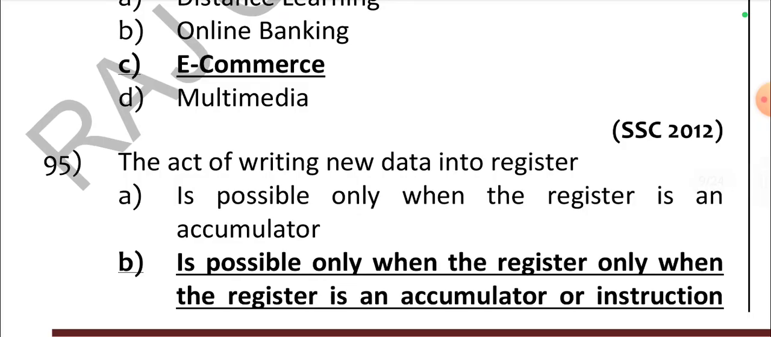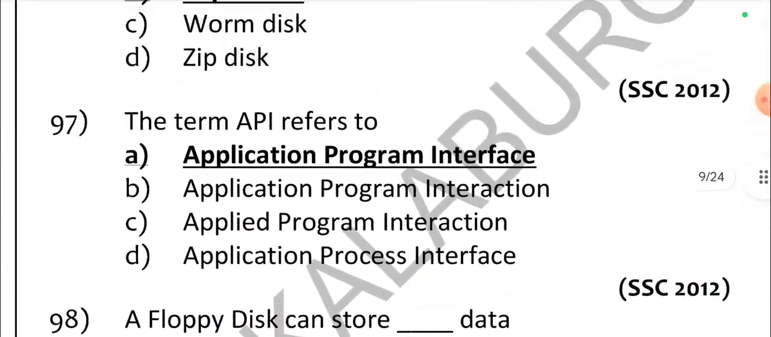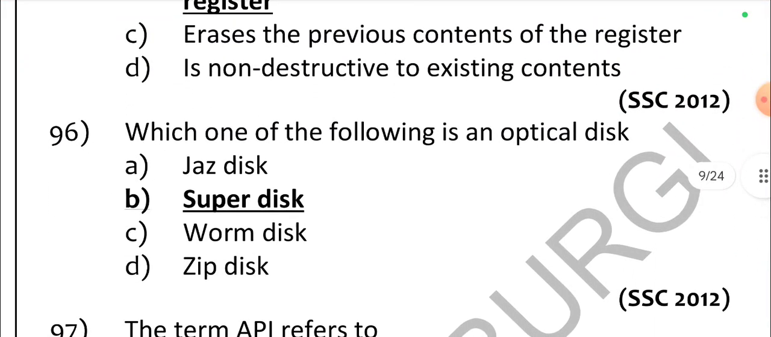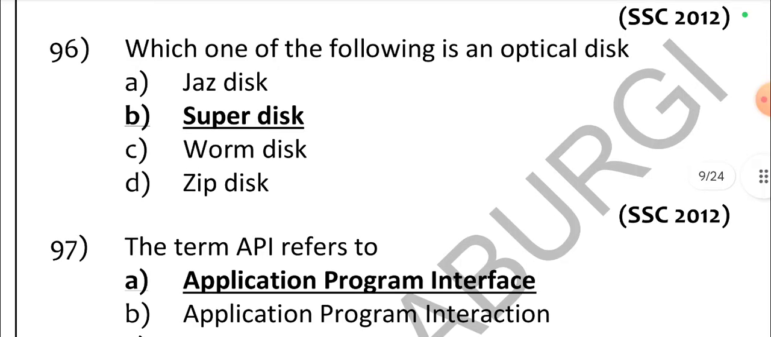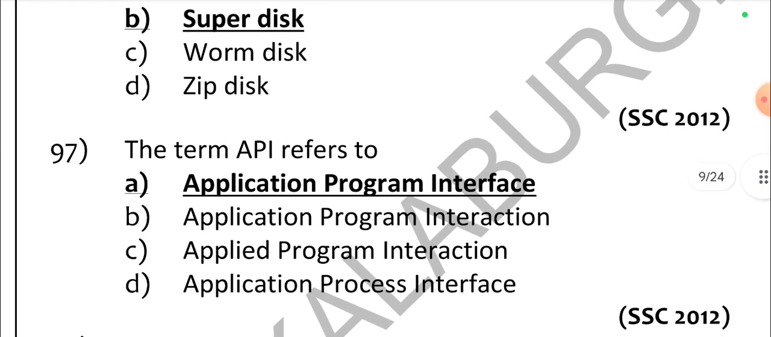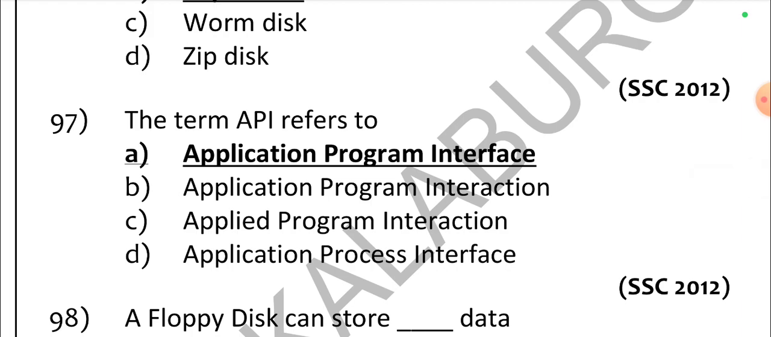The act of writing new data into a register is possible only when the register is an accumulator or instruction register. Question 96: Which one of the following is an optical disc? Super disc. The term API refers to application program interface.